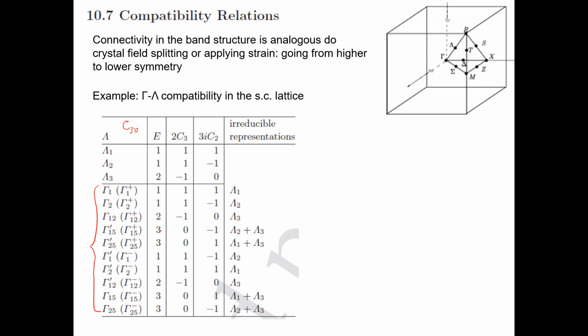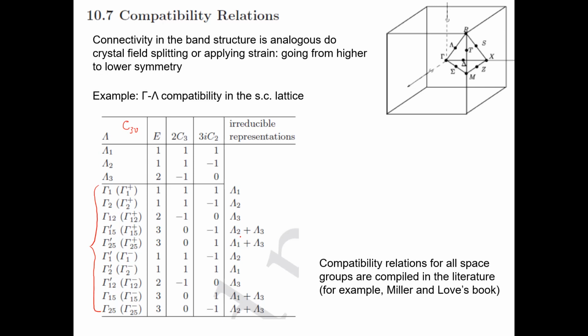And now the threefold degenerate, the 3D representations, for instance gamma 15 plus, gamma 25 plus, they must decompose, right? So this one decomposes into lambda 2 and lambda 3. This one into lambda 1 and lambda 3, and so on and so forth. So this is how you do it, okay? This is very similar to what we have done before.